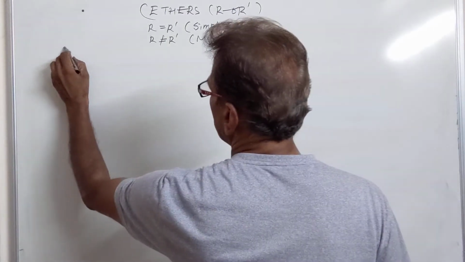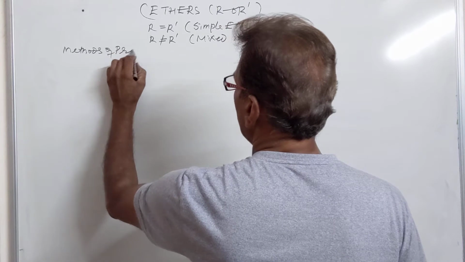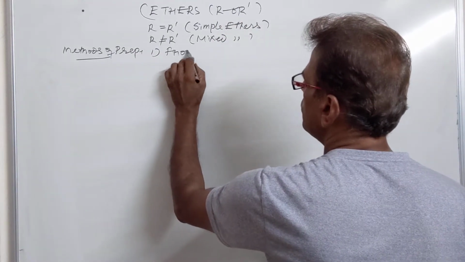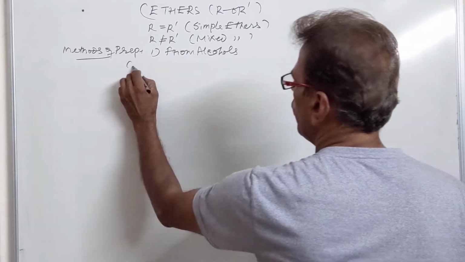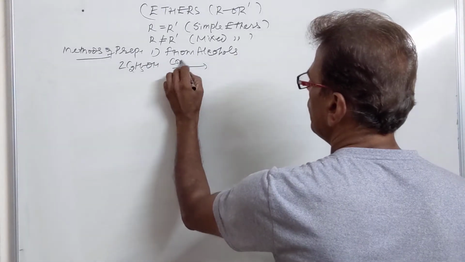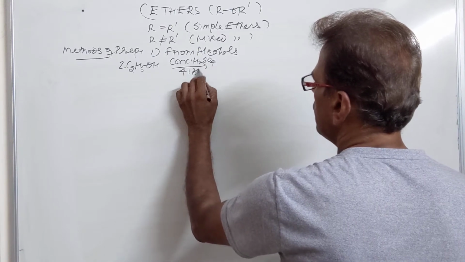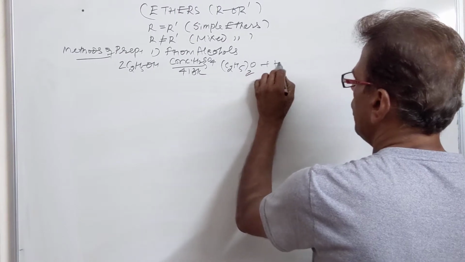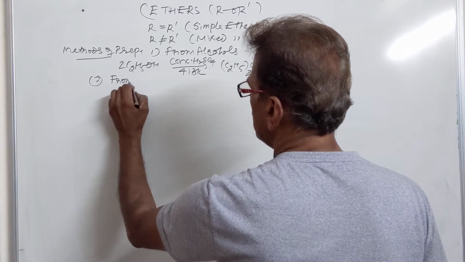First of all, we take methods of preparation of ethers. We have already done two preparations. One is from alcohol. When alcohols are treated with concentrated sulfuric acid at 413 Kelvin, we get ether. Diethyl ether is obtained from ethyl alcohol. The second method is Williamson synthesis. We have done it.